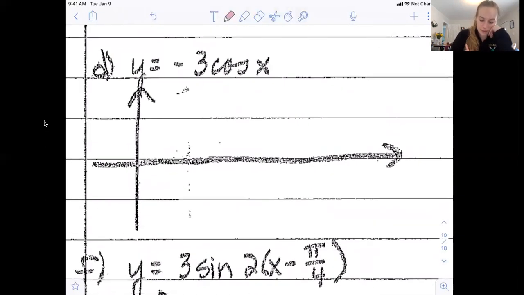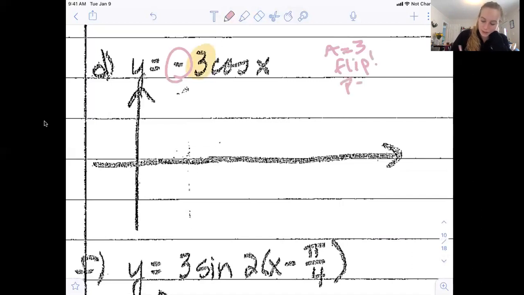This one, 3 is my amplitude. Ooh, but I've got a negative, which means that it's flipped vertically. So instead of starting and ending high, it's going to start and end low, and its high point's going to be the middle. So I'm going to write that over to the side by writing A, amplitude is 3. I don't write -3 because I think of amplitude as a distance and I don't want a negative distance, but I will write flip so that I know that I have to flip it.